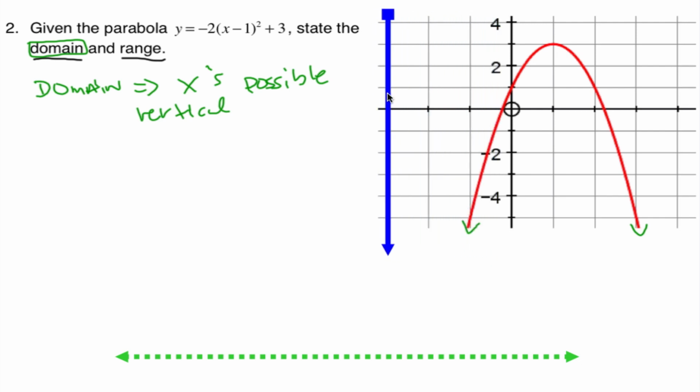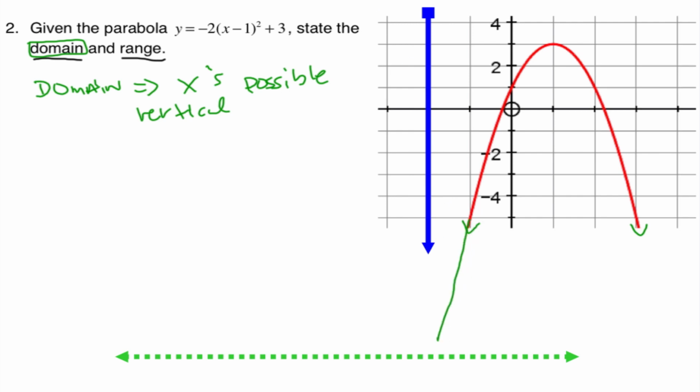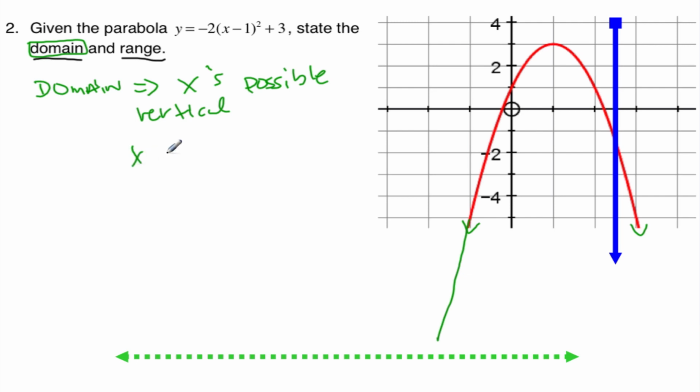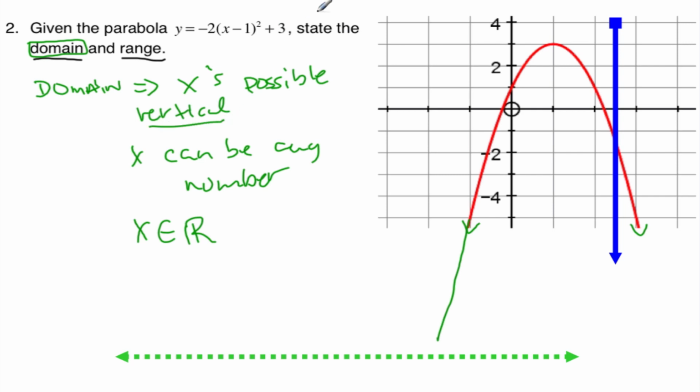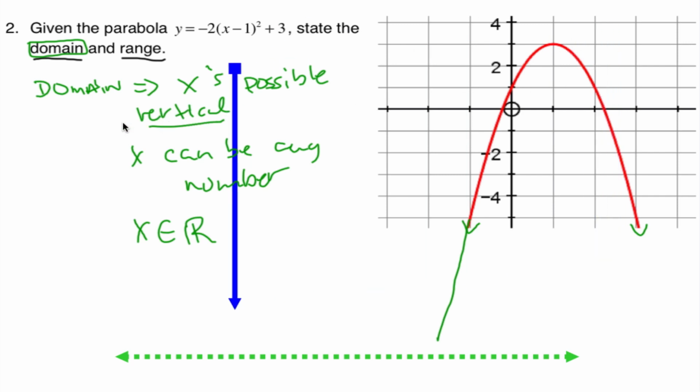If I take my vertical line across, this graph would extend out eventually, and it would touch this vertical line. I ask myself, is there any place that this blue line wouldn't touch the graph? The answer is no, it would touch it everywhere. That tells me that x can be any real number. The way we say that in fancy math symbols is x belongs to the set of real numbers. Any number can work. So vertical lines is what I think about for domain.